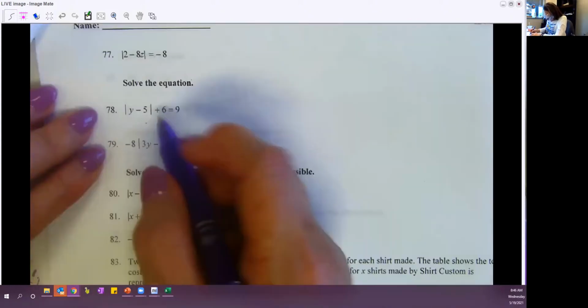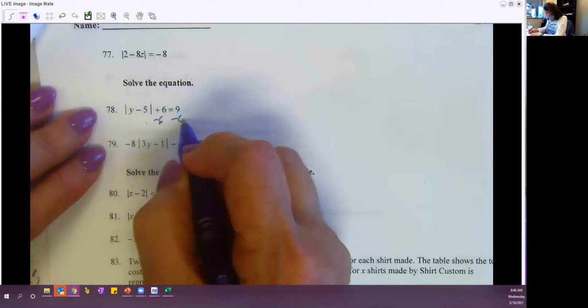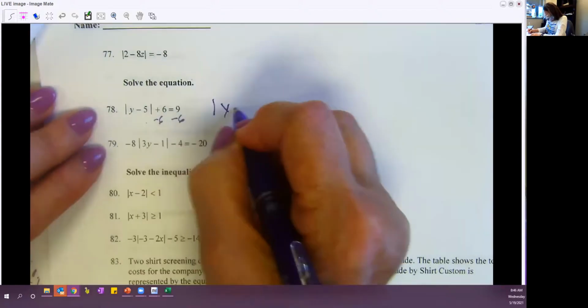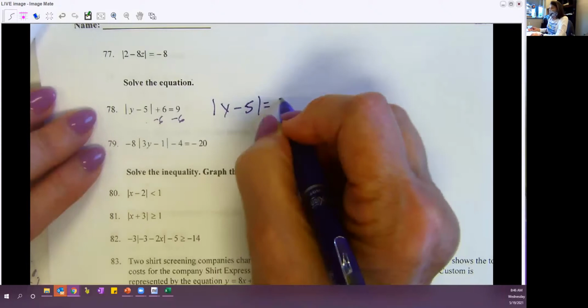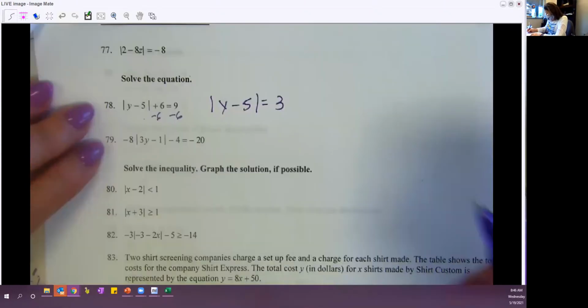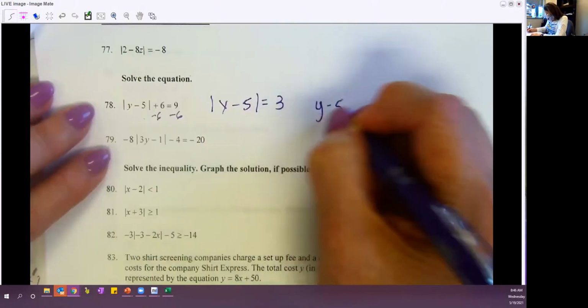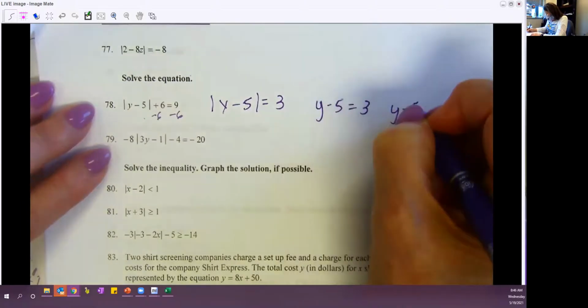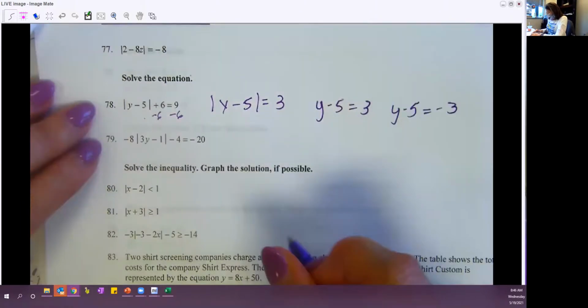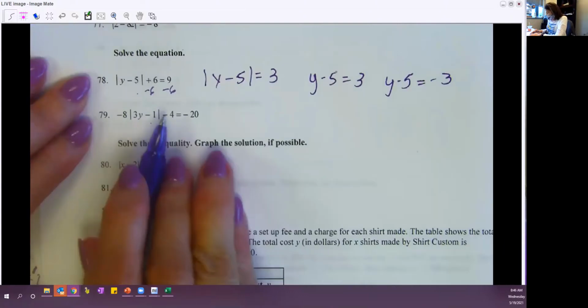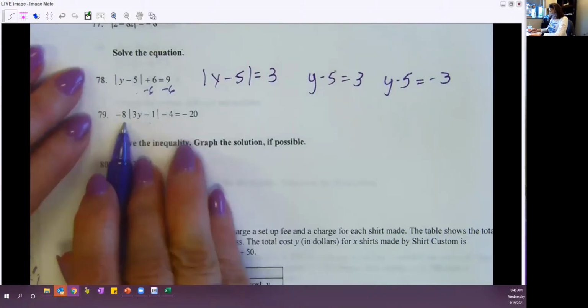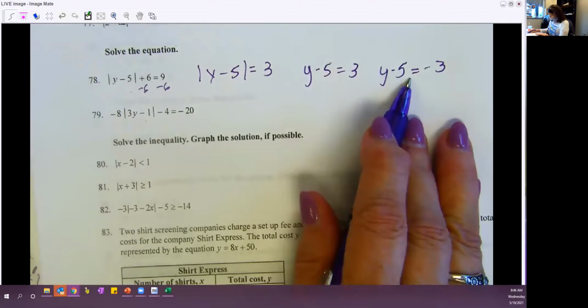Solve, same deal here. You subtract the 6 first. So then you have your y minus 5 equals 3. And then you have to do both of them. You have to do y minus 5 equals positive 3 and y minus 5 equals negative 3. Same thing with this one. Add the 4 first and then divide by the negative and then do the 2 parts.